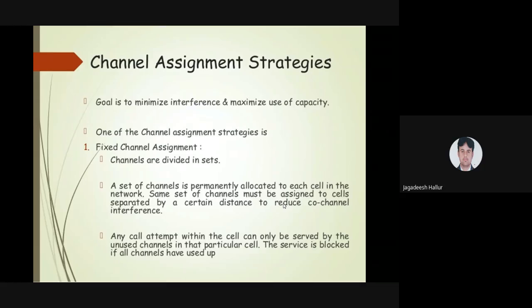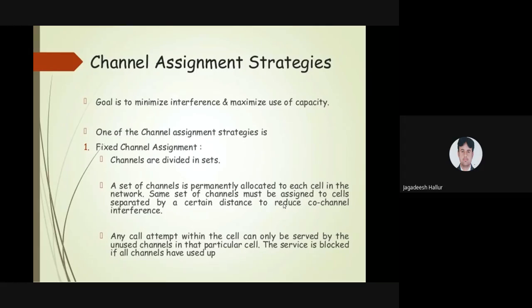You have completed the frequency reviews. And today we are going to start the next point, that is channel assignment strategies. There are mainly two types of strategy we are using in this. One is fixed channel assignment strategy and the second is dynamic channel assignment strategy.